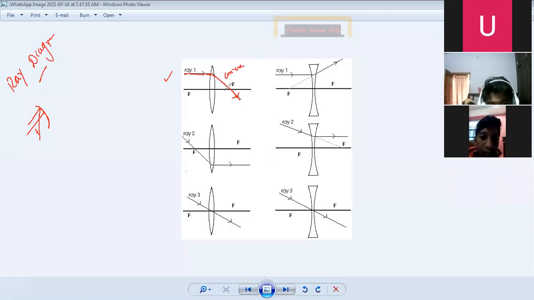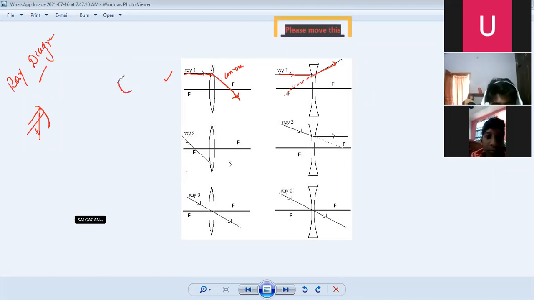So what's happening in a concave lens? In the case of a concave lens, the ray appears to diverge from the principal focus located on the same side of the lens. If the incident ray is coming parallel to the principal axis, what's happening here? The refracted ray appears to be coming from the principal focus on the same side. I hope you remember this case.